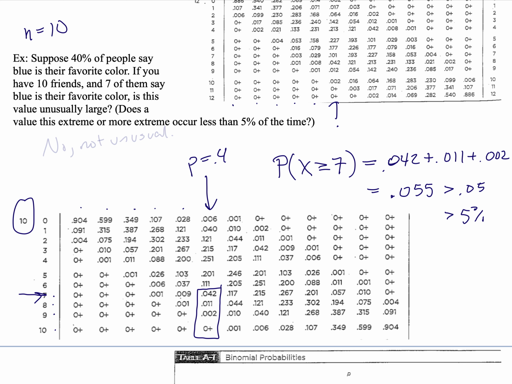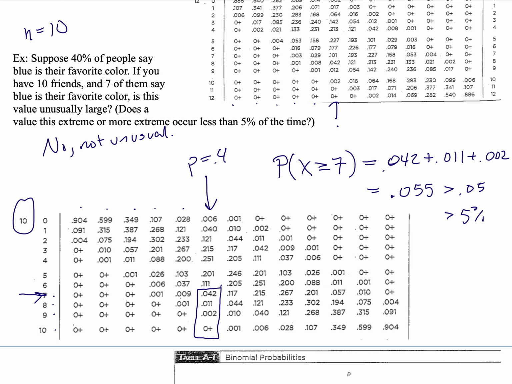This is greater than 0.05, this is greater than 5%. Because a value this extreme or more extreme happens more than 5% of the time, we would say that no, this is not unusual by our definition in the course.